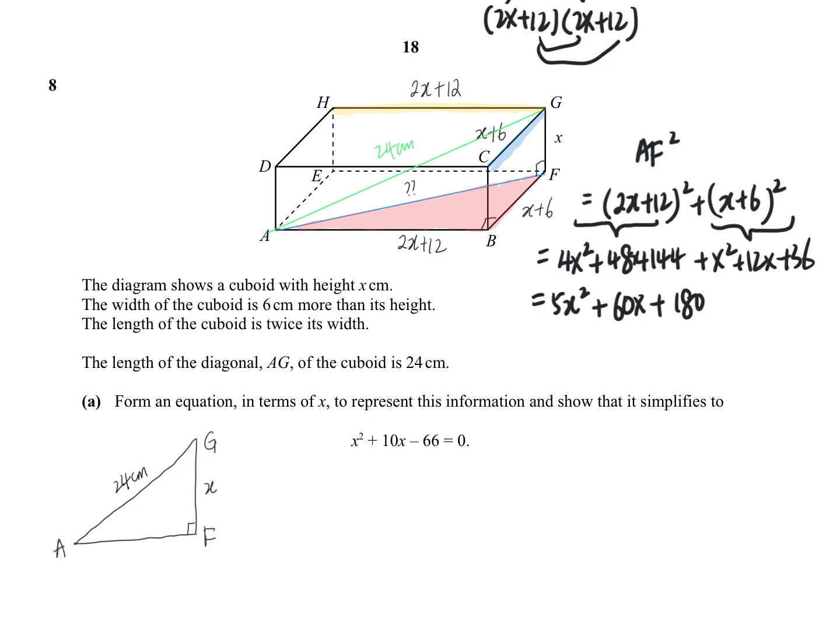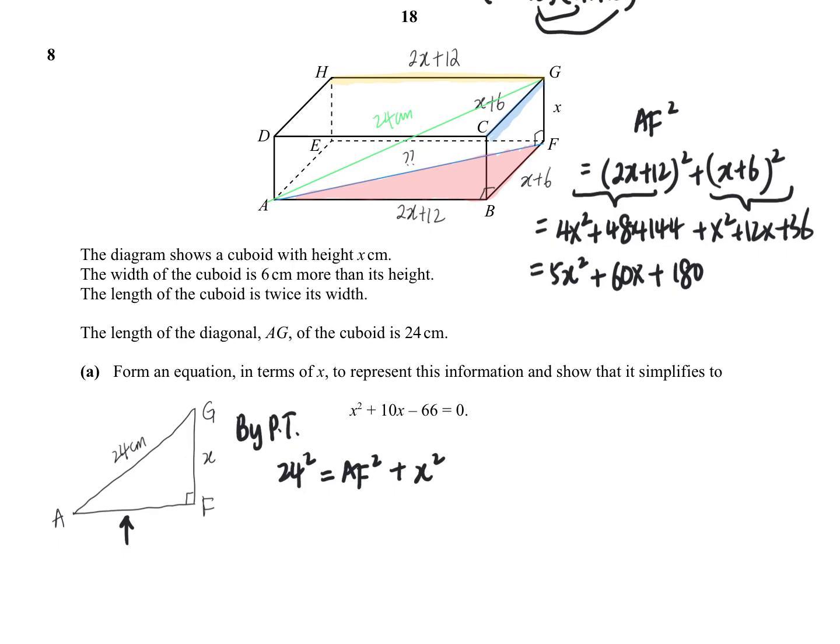So in order to link them together, I know 24 square is equal to AF square plus x square. Can you see that? This Pythagoras theorem. So I put in 24 square is 576. AF square is this entire thing. I just copy down.